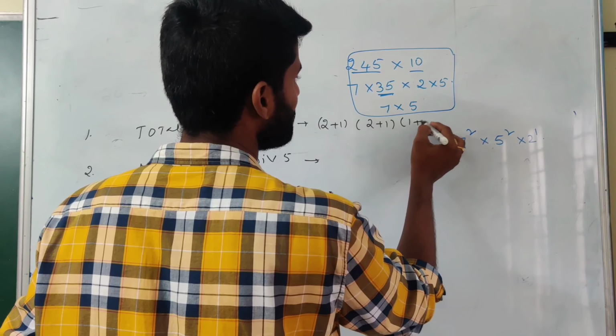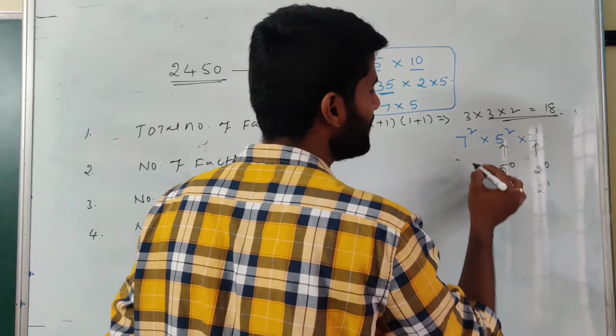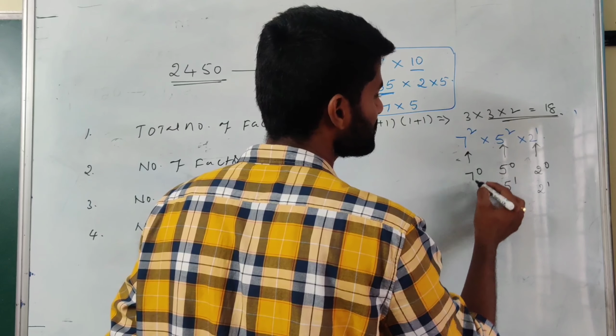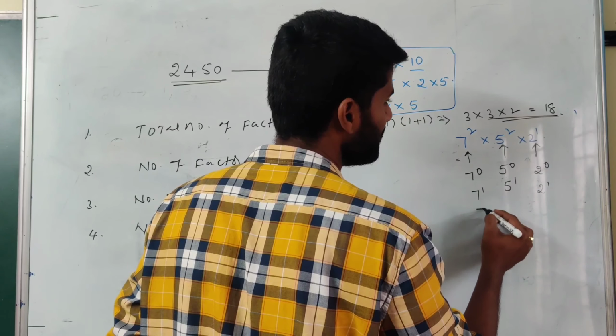Then see, what are the divisors for 2 power 1? 2 power 1 is divisible by 2 power 0 and 2 power 1. And 7 square is divisible by 7 power 0, 7 power 1, 7 square. Sorry, 5 square is also divisible by 5 power 0, 5 power 1 and 5 square.